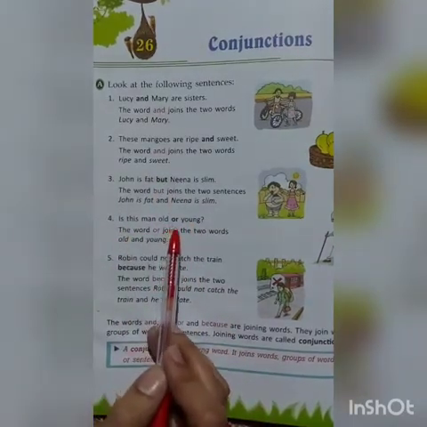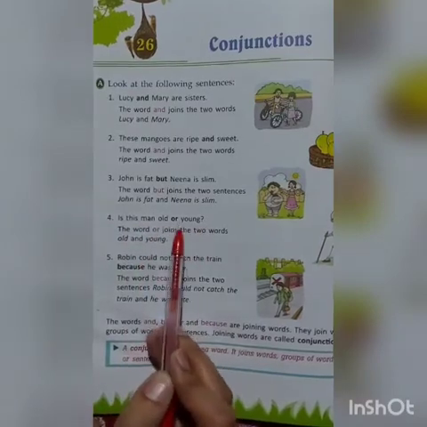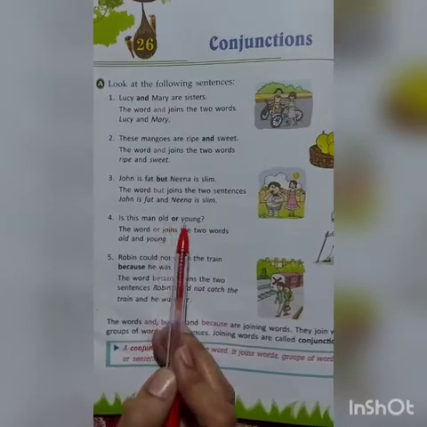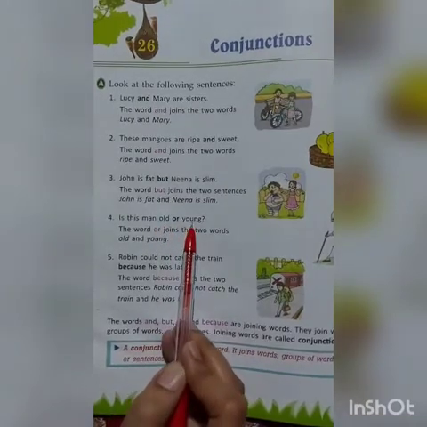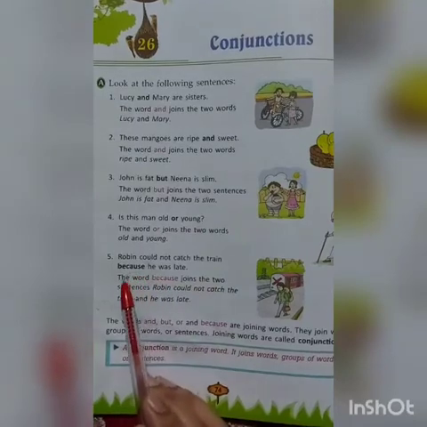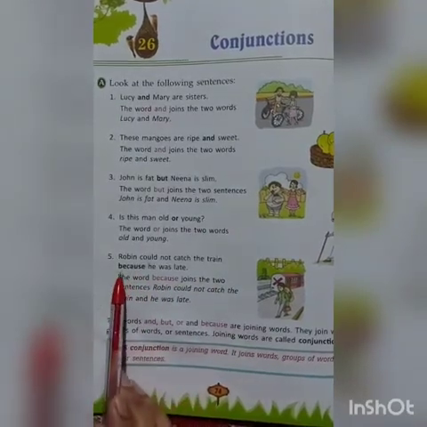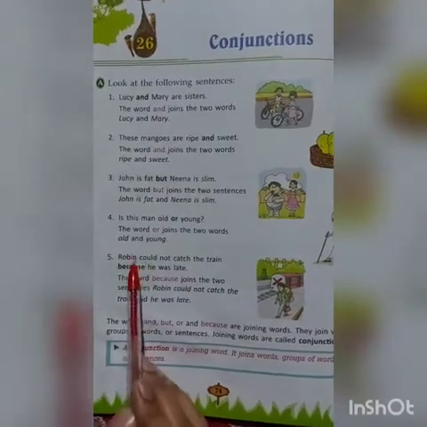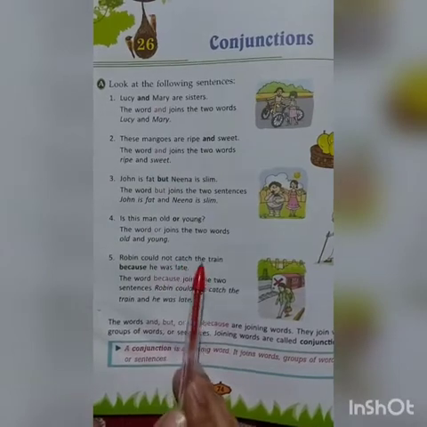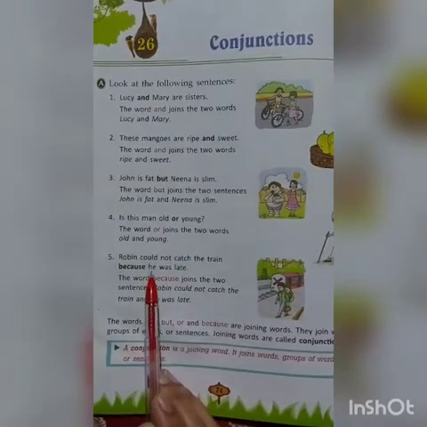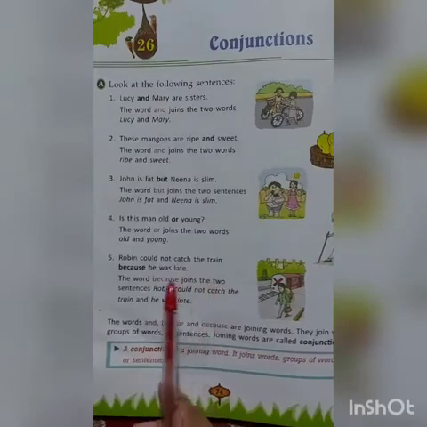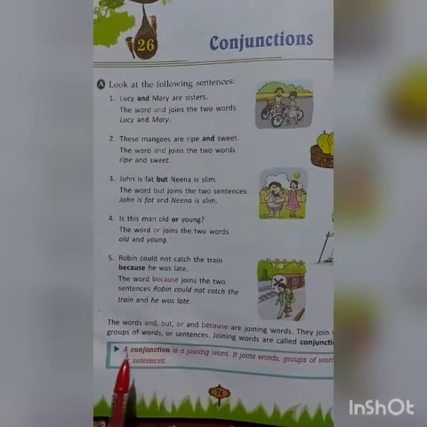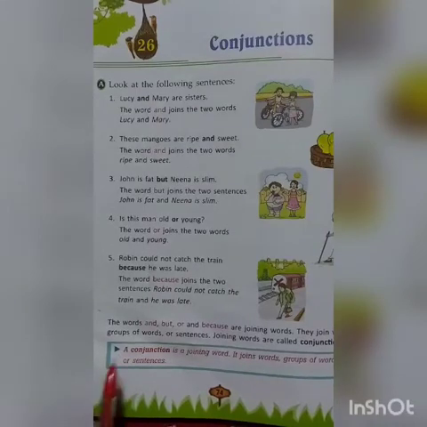Then we have or. Is this man old or young? Now here also we saw that the word or is joining two words, that is old and young. And here the conjunction used is because, which is again joining two sentences. The first sentence is Robin could not catch the train, and the second sentence is he was late. Children, you will understand this better when we do some exercises. So let's start with the book exercises given on page number 70.